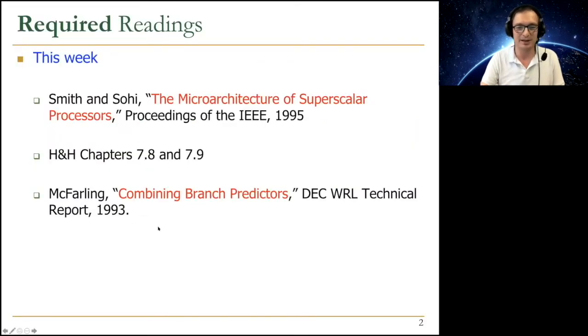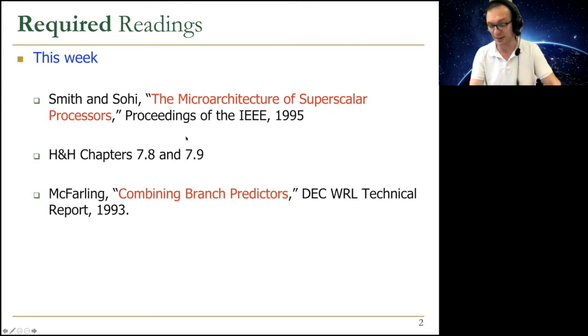For this, I would recommend reading the Combining Branch Predictors technical report, which has been quite influential in the field. It's a very nicely written report describing some branch predictors that we're going to talk about. But this topic is also covered in the microarchitecture of superscalar processors reading that you're doing.